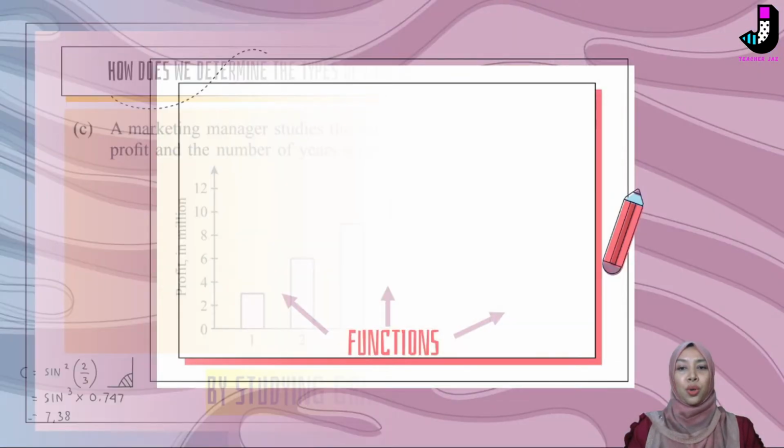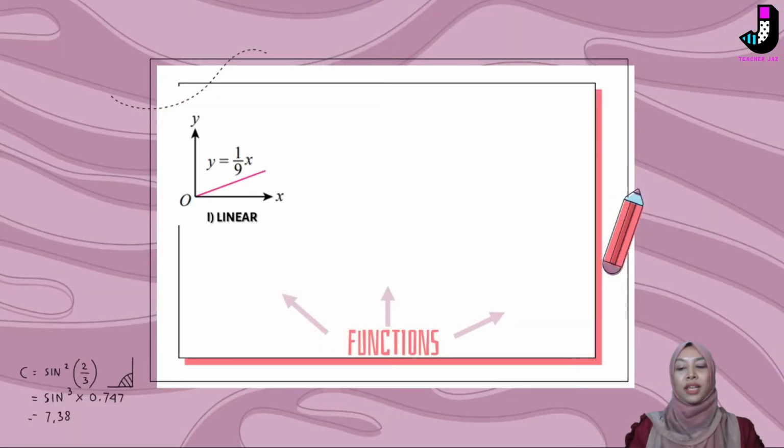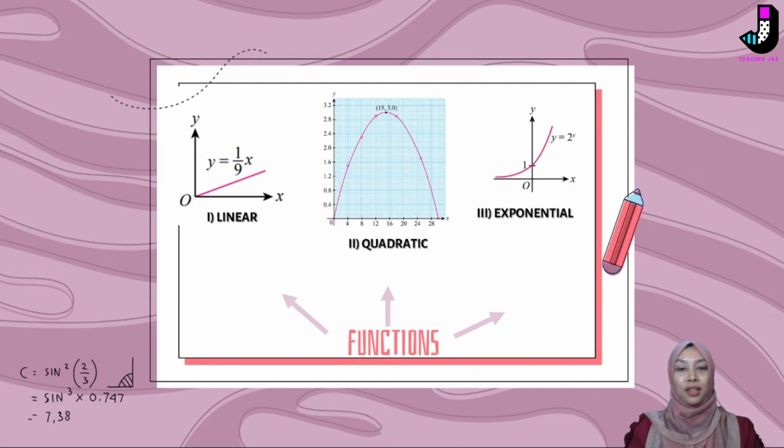So for KSSM, again, we're going to learn three types of function, that is linear, quadratic, and exponential. So how do they look? Linear will be a straight line, while quadratic will be a curved graph, which will form a parabola. It will be like this, or it will be a smile.